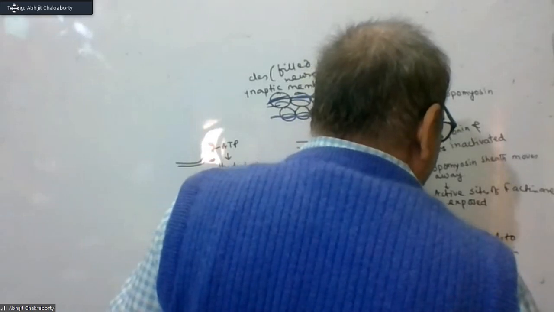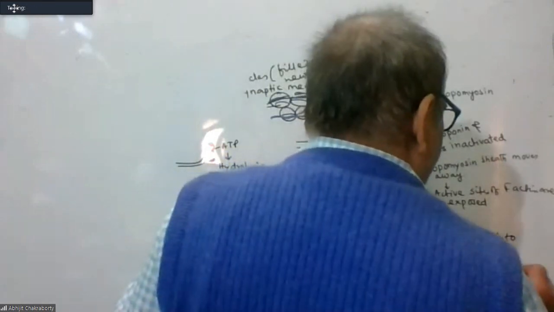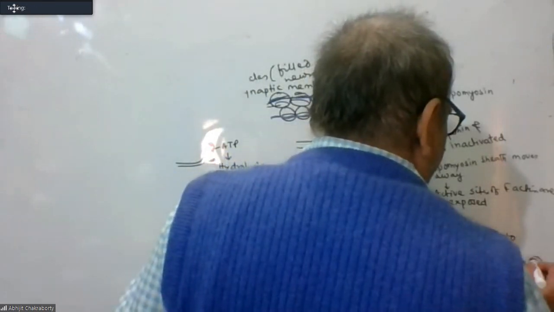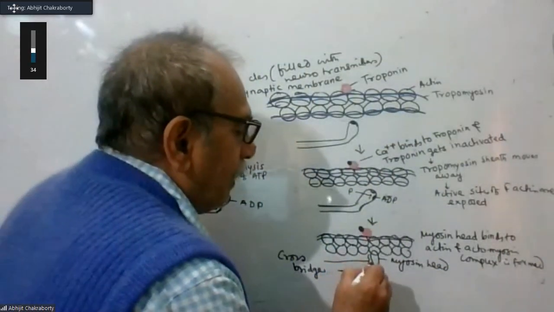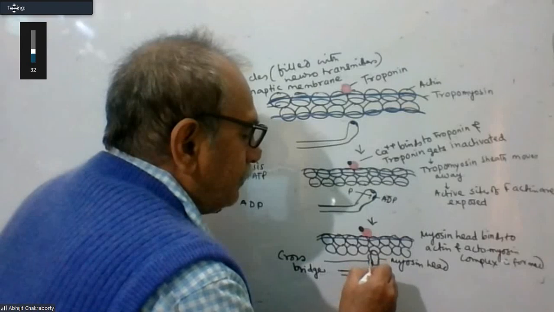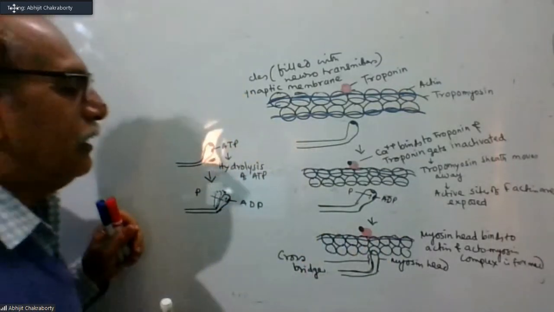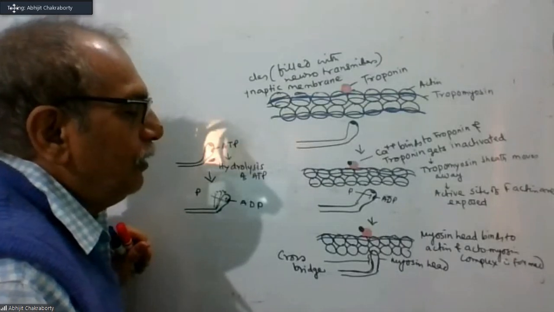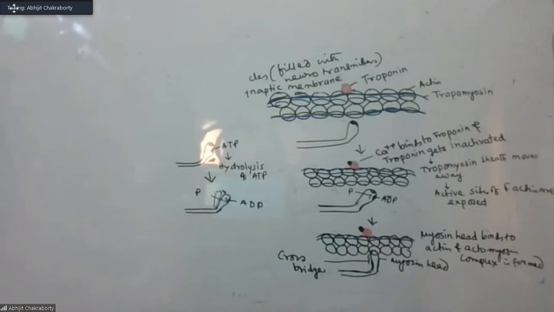actomyosin complex is formed. So this is what happens here. Actomyosin complex is formed here. But as ATP is already exhausted, the myosin head tries to return to its original position.